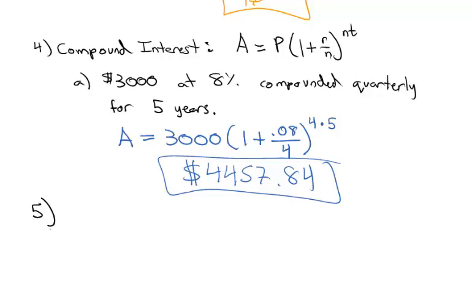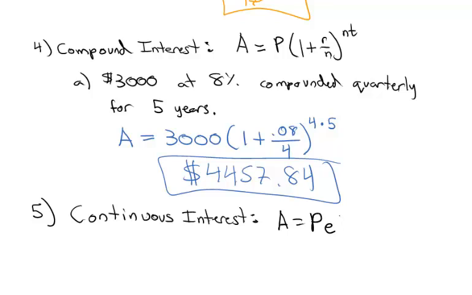You might remember from some of your other classes that the more often it is compounded, the more money you're going to make at the end of a year. And it goes all the way up to this thing called continuous interest. The idea with continuous interest is you get an infinite number of compounds. You may remember that continuous interest is A, the accumulated final value, equals Pe to the rt power, where P is the principal.